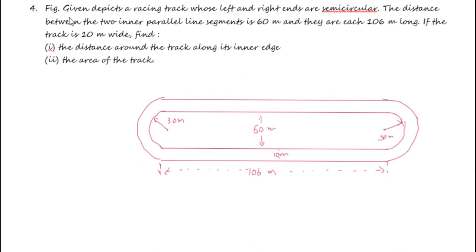Next problem. The figure given depicts a racing track whose left and right ends are semicircular. The distance between the two inner parallel line segments is 60 meters, and they are each 106 meters long. The straight portion is 106 meters long. If the track is 10 meters wide, find the distance around the track along its inner edge and the area of the track.